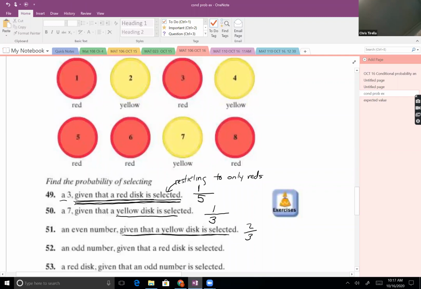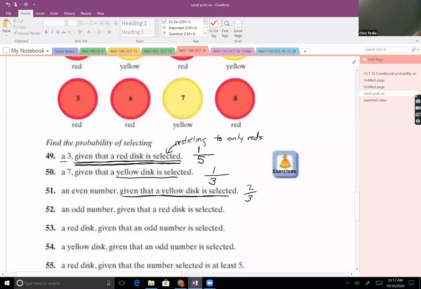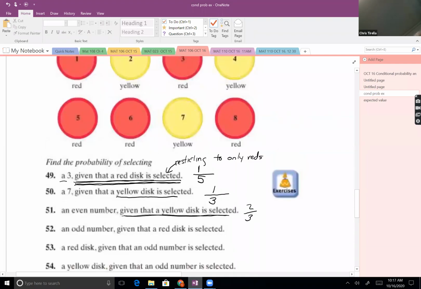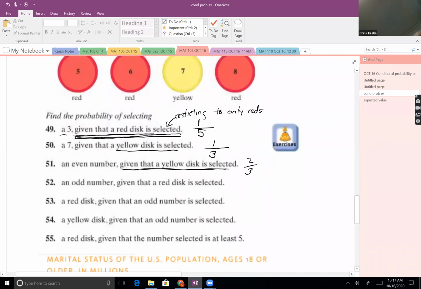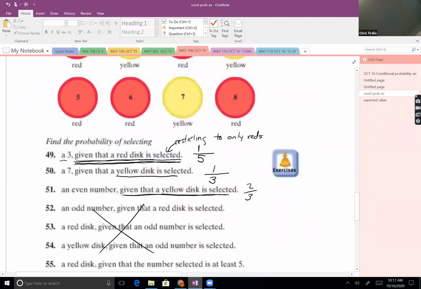Now I want to skip to 53. No, I want to take that back. I did the wrong one. I'm going to make up my own one here. I'm tossing aside their questions.